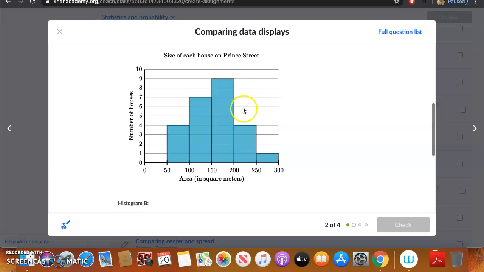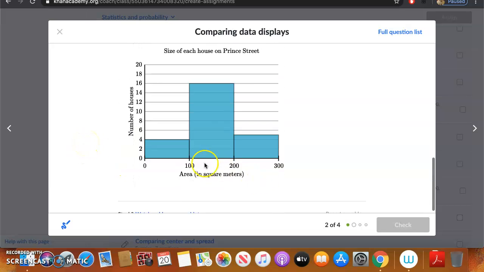So here is A, and we can clearly see that these two bins or buckets are the ones that we're talking about, correct? So we have 4 here, and then we have 7 here. So that makes up a total of 11, right? So 11 homes have an area less than 150 square meters.